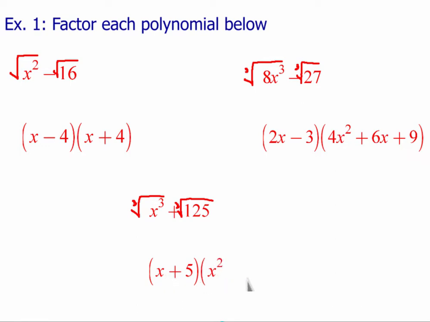The next sign should be the opposite of this one, so minus. Then I multiply my two terms together, so 5x. The last sign is always a plus. And then I square my last term, and I get 25. So this is how we use patterns to factor two-term polynomials.